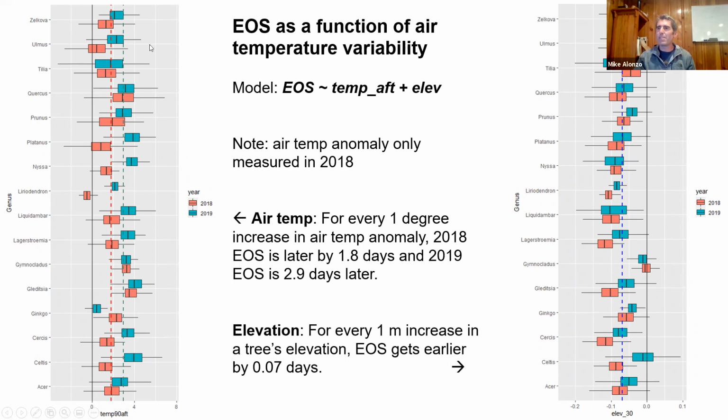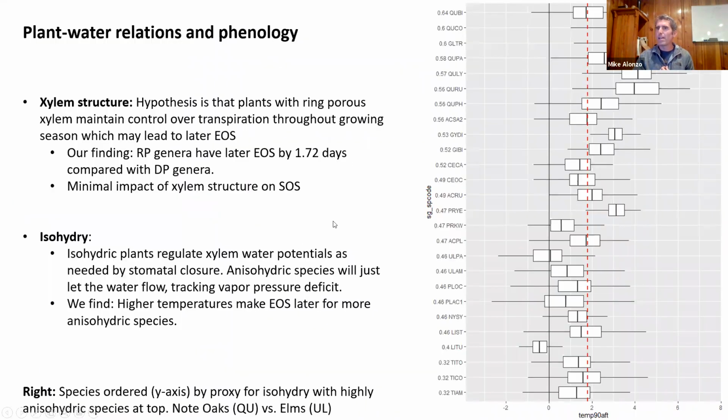You can see the same deal for 2019, but the effect was even greater. There's also an elevation effect, which I'll largely ignore for right now. So temperature sensitivity varies by species. You might wonder why, and this is where we dig one step deeper.